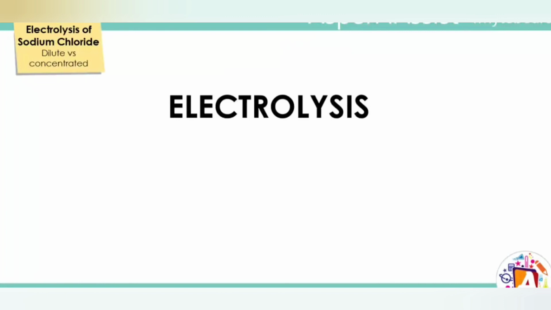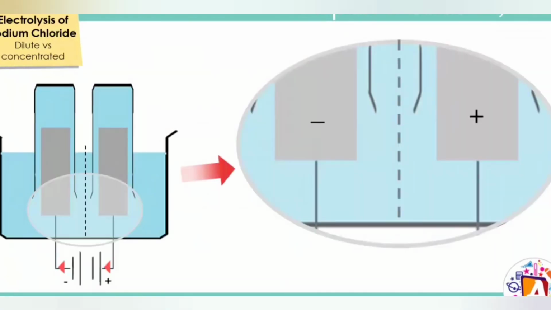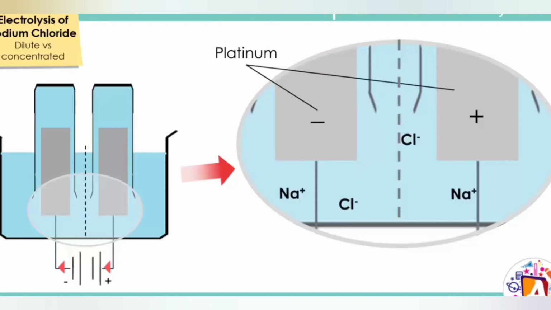All right? Let's now look at electrolysis of dilute sodium chloride and also concentrated sodium chloride, which is also called what? Brine. First of all, identifying our electrode. Our electrode we're going to be using in this one is platinum electrode, okay? Remember, platinum electrode is also an inert electrode, is it not? Yes. Now, we identify our ions in solution.